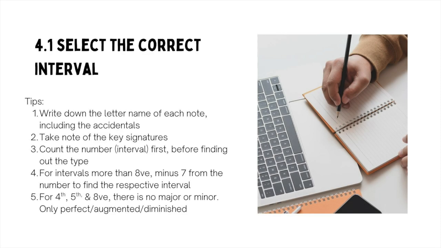And these are some answering tips. Write down the letter name of each note including the accidentals. Second, take note of the key signature. And next, count the number interval first before finding out the type. For intervals more than an octave, minus 7 from the number to find the respective interval. For fourth, fifth, and octave, there is no major or minor, only perfect, augmented, or diminished.